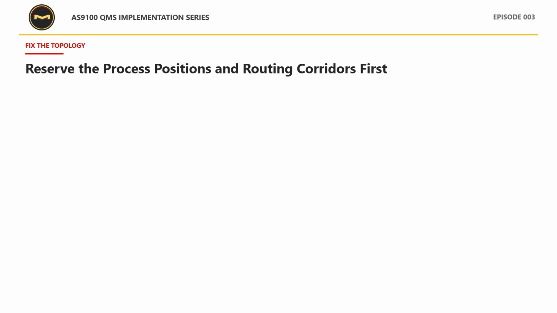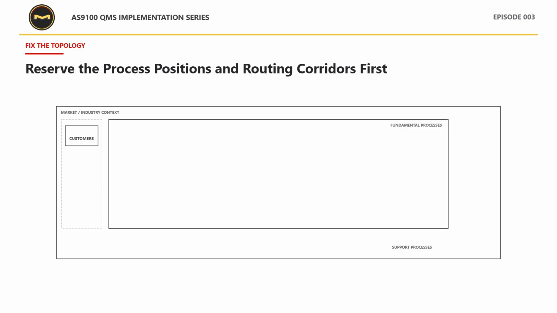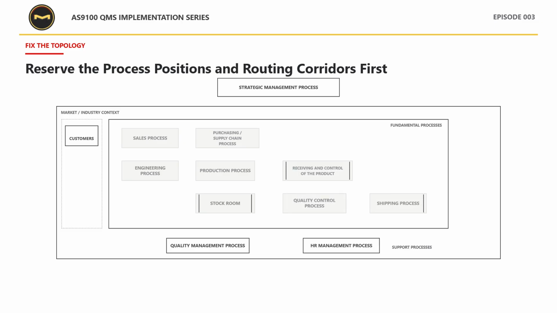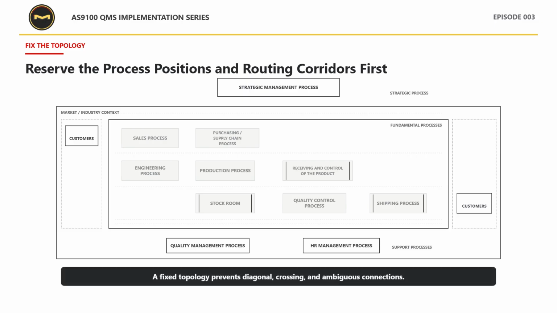Before drawing connectors, fix the topology. Reserve each process position and leave clean horizontal and vertical corridors. From this point forward, established objects should not move. Every connector must reach the correct box edge without diagonals, crossings, or ambiguous routes.